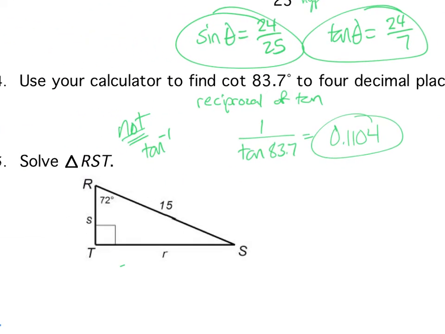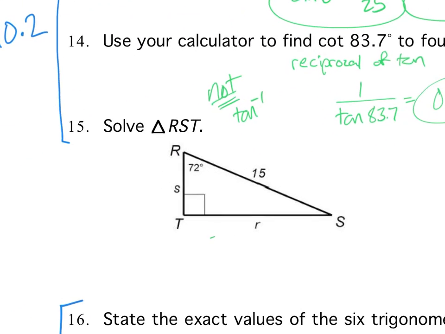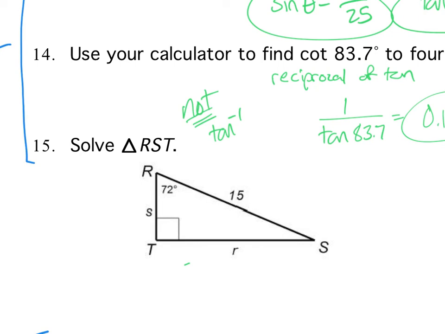All right, number 15 asks us to solve for the triangle RST. If it asks you to solve for a triangle, you need 3 answers. It's going to be an angle and 2 sides, or a side and 2 angles.